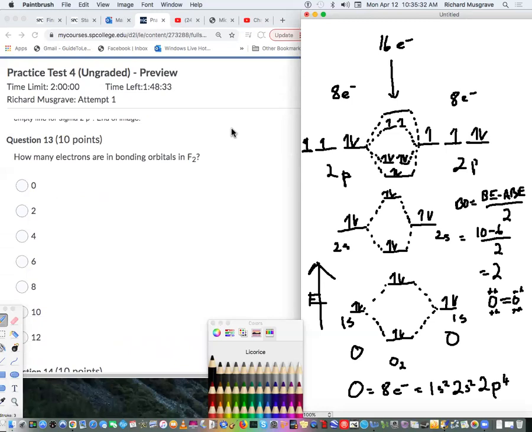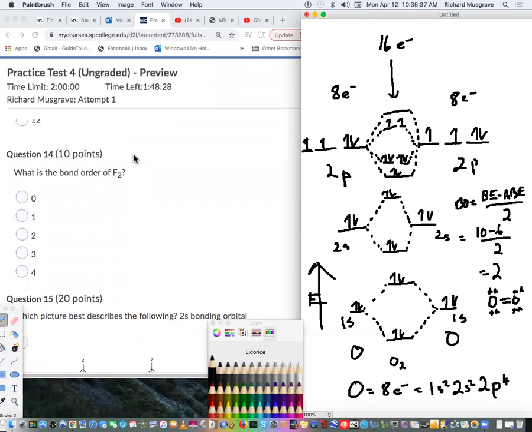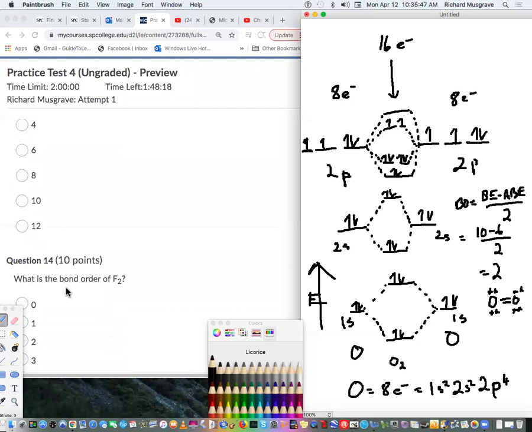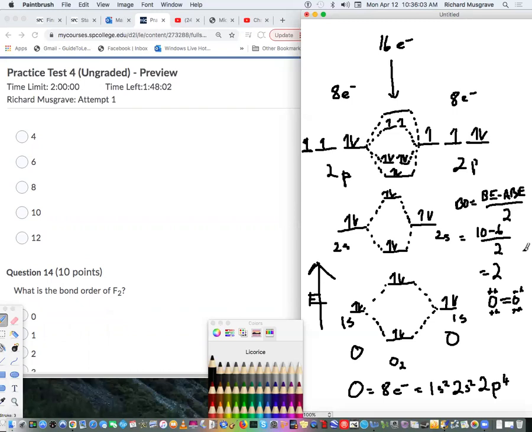So you can follow that to do this for pretty much anything. You could be asked how many electrons are in bonding or antibonding orbitals, and what the bond order is. The bond order is based on this formula that I'm showing you here: bonding minus antibonding, divided by 2. So if you can figure out both of those, you can get the bond order. The 2 is there because it's two electrons in one bond. That's why it's divided by 2.